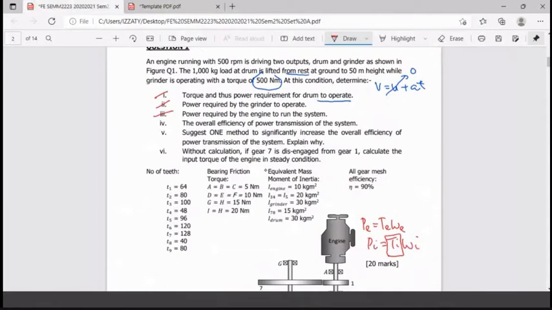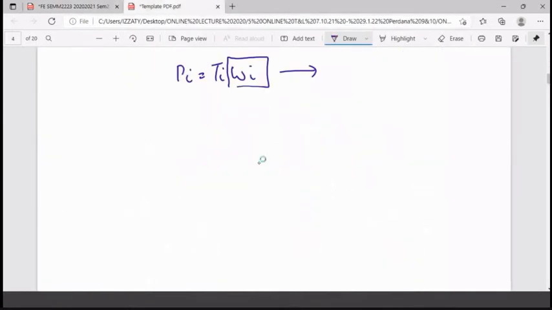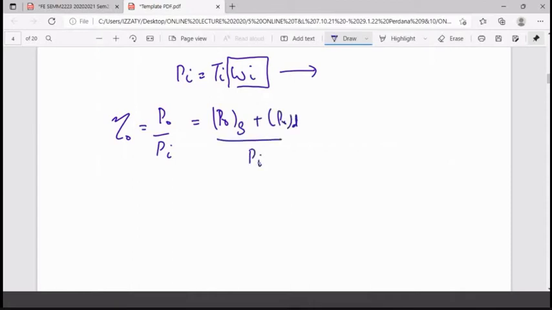Okay, the overall efficiency of power transmission of the system. The overall efficiency is basically coming from equation one, where the overall is equal to PO by PI if you have only one input and one output. But here you have two outputs, so it is PO for the grinder plus PO for the drum, divided by PI. This one is all calculated, so just put in the numbers.